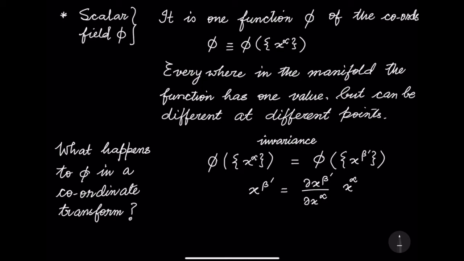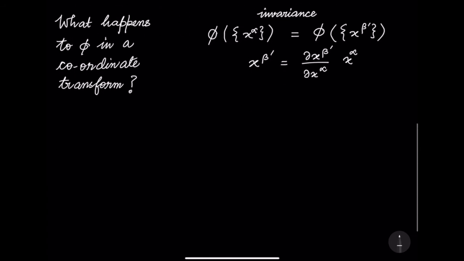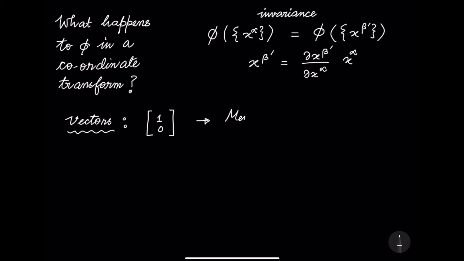So that's a scalar. Now let's come to a vector. Let's talk about vectors now. These are tensors of type (1, 0). They're members of a vector space.